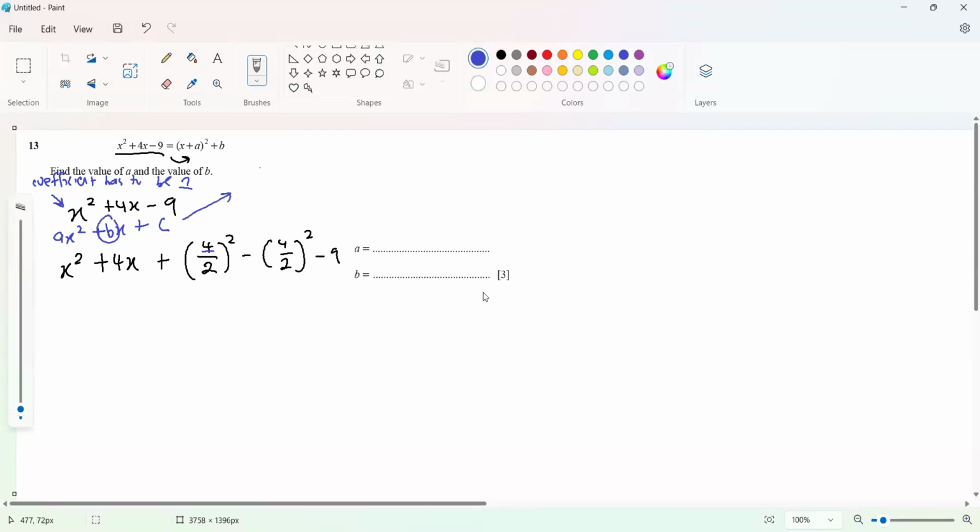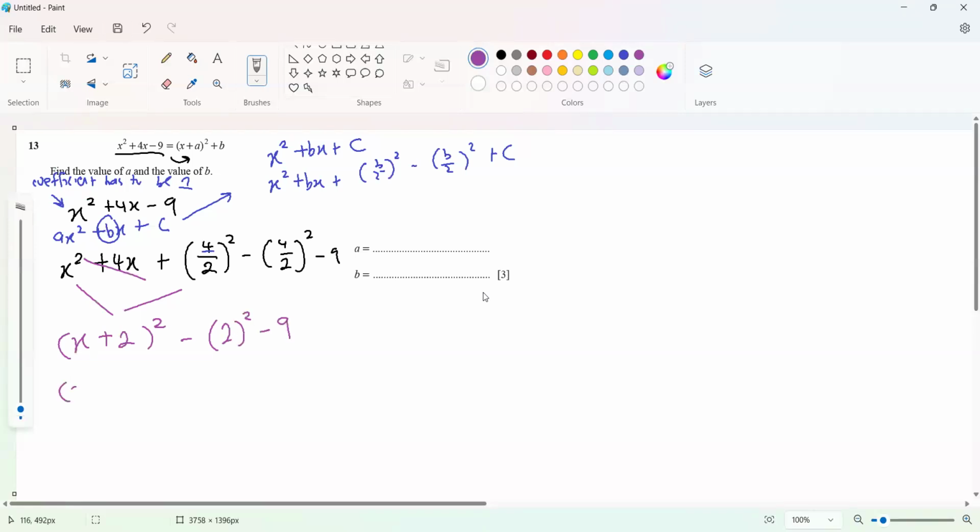So the formula looks like this. In this case, x squared plus bx plus c. So it will be x squared plus bx plus b over 2 squared minus b over 2 squared plus c. Right? And after that, we will condense this part here to become x plus 4 divided by 2 is 2. So it will be x plus 2 squared. This term disappears. So minus 2 squared minus 9. And then finally, we end up with x plus 2 squared minus 4 minus 9, x plus 2 squared minus 13. Therefore, a is 2. b is negative 13. Right.